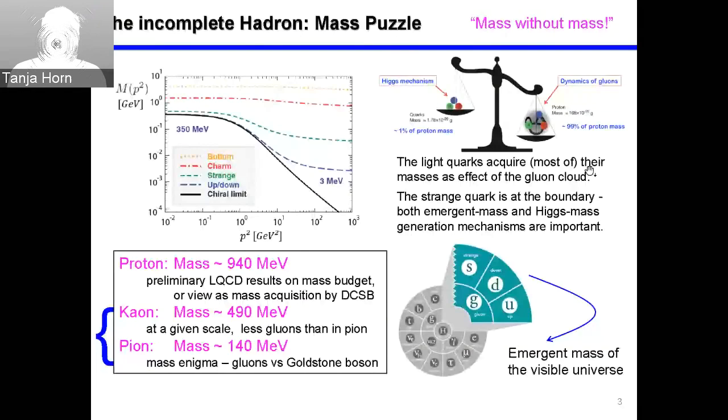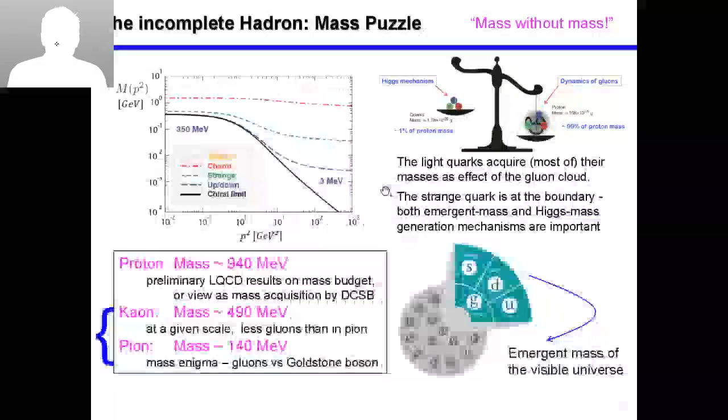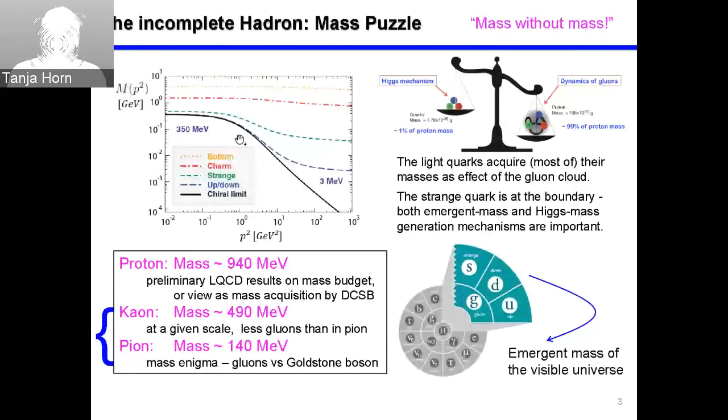This dynamics comes from light quarks that acquire most of their mass dynamically. You see this here in the left-hand top figure, the mass function. The light quarks are in blue. The Higgs mechanism dominates, of course, the heavier quarks on top, so there's basically no dynamical effect there. In the middle, in between, the green dashed line is the strange quark. So it's somewhere between the dynamic mass acquisition and the Higgs mechanism itself. So it's quite interesting to study any particles that have a strange quark.